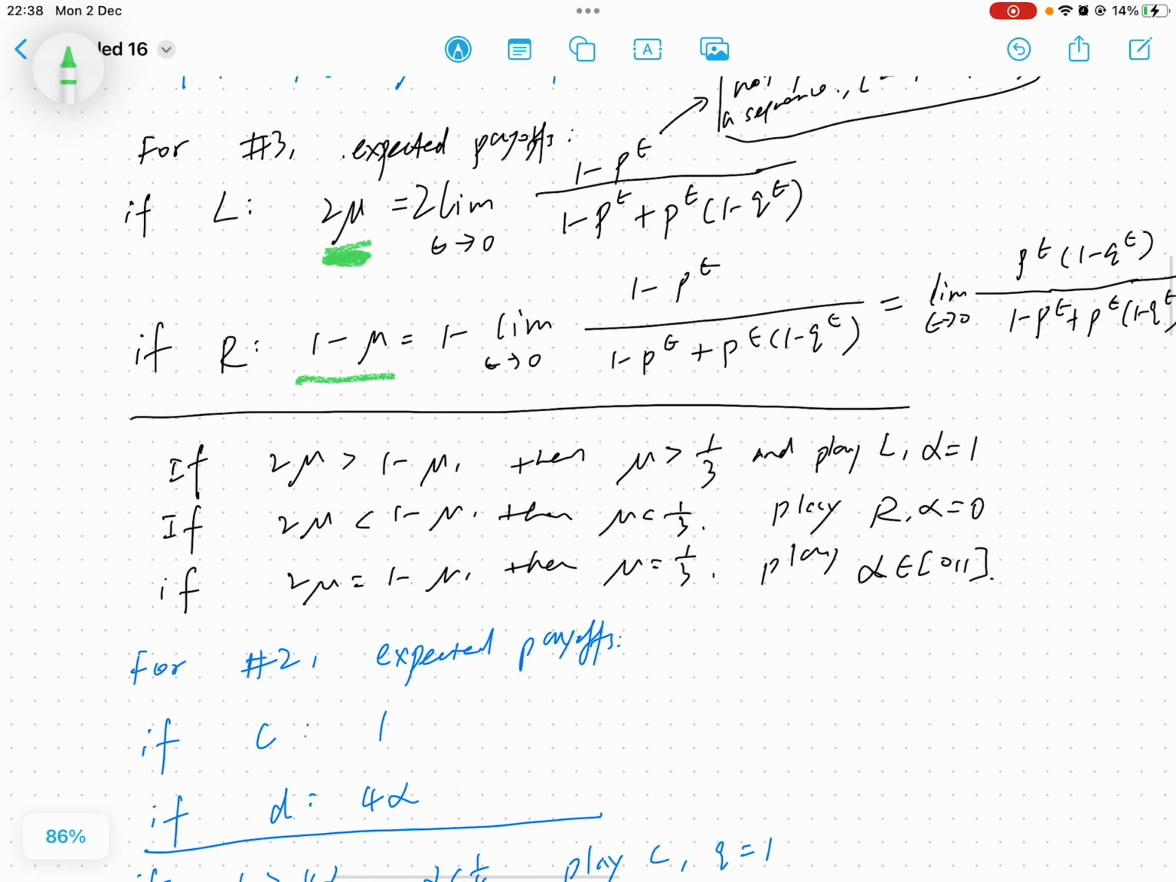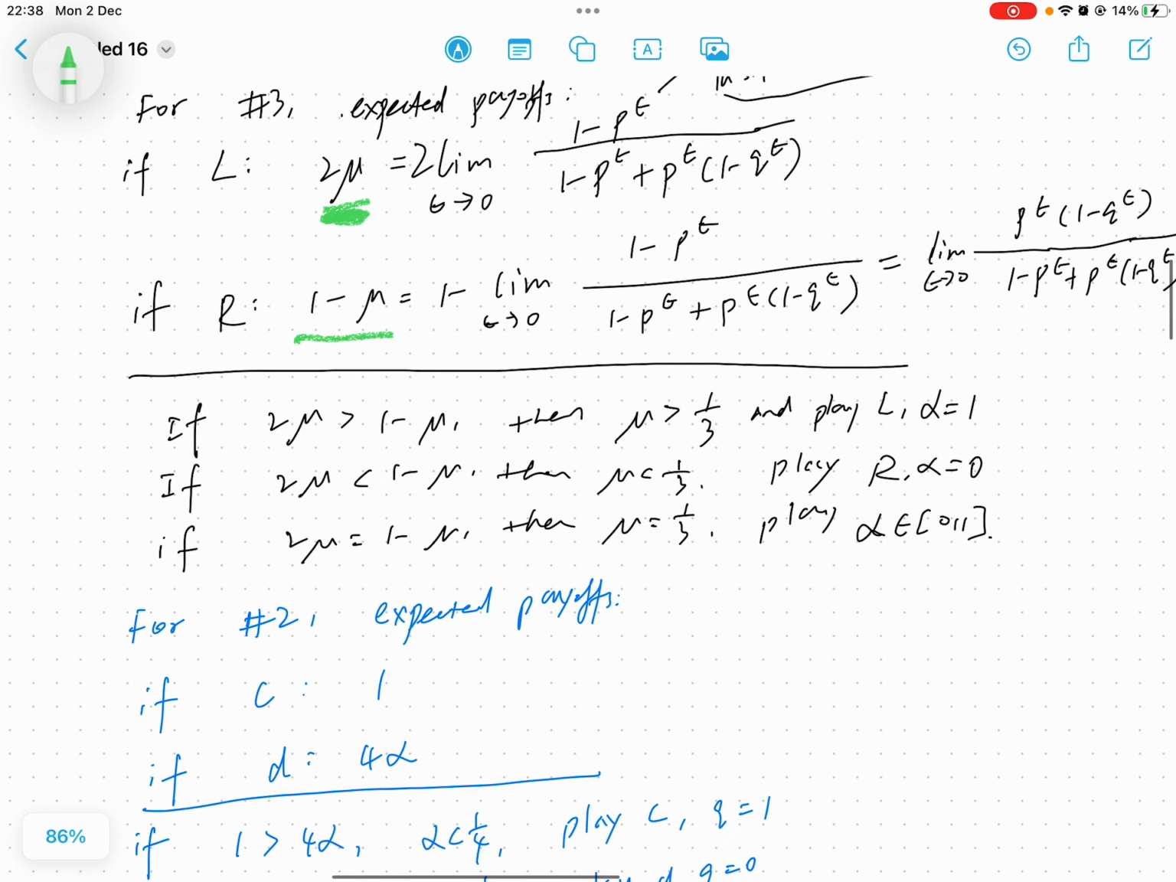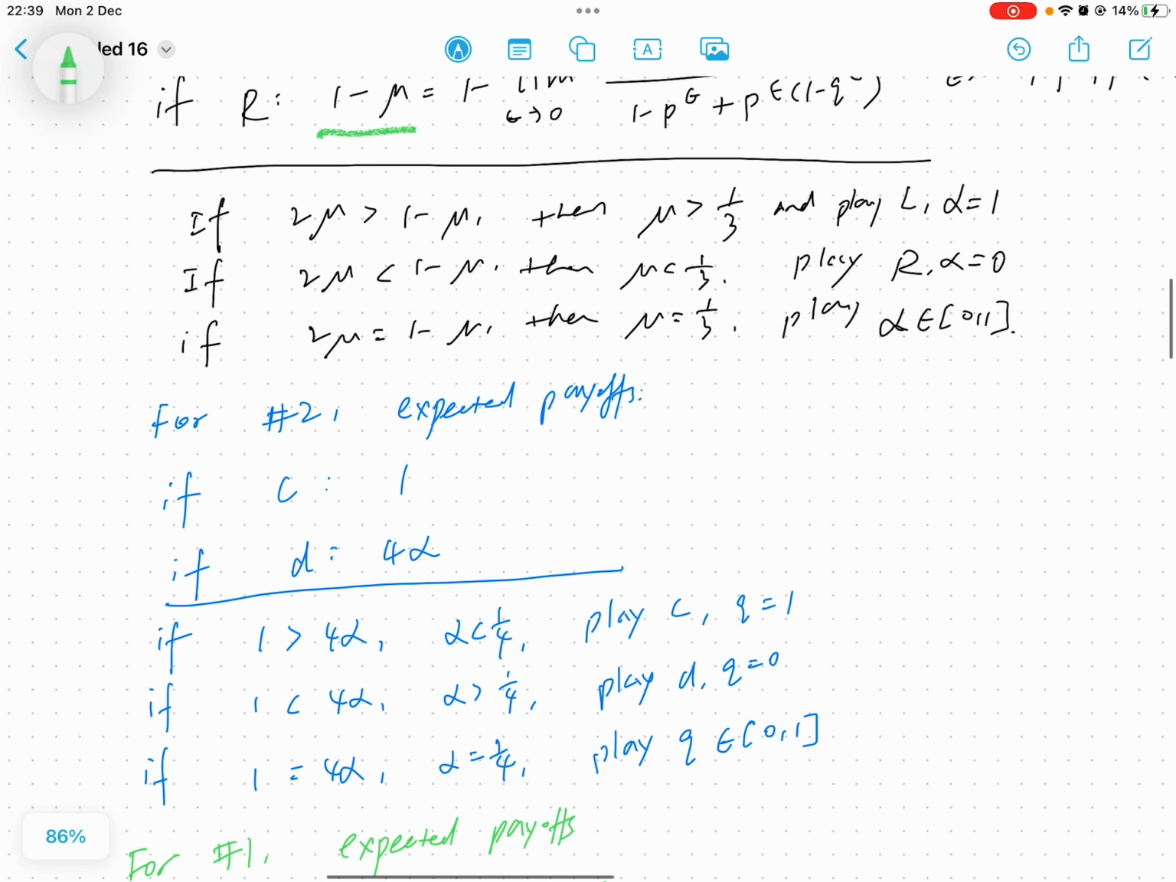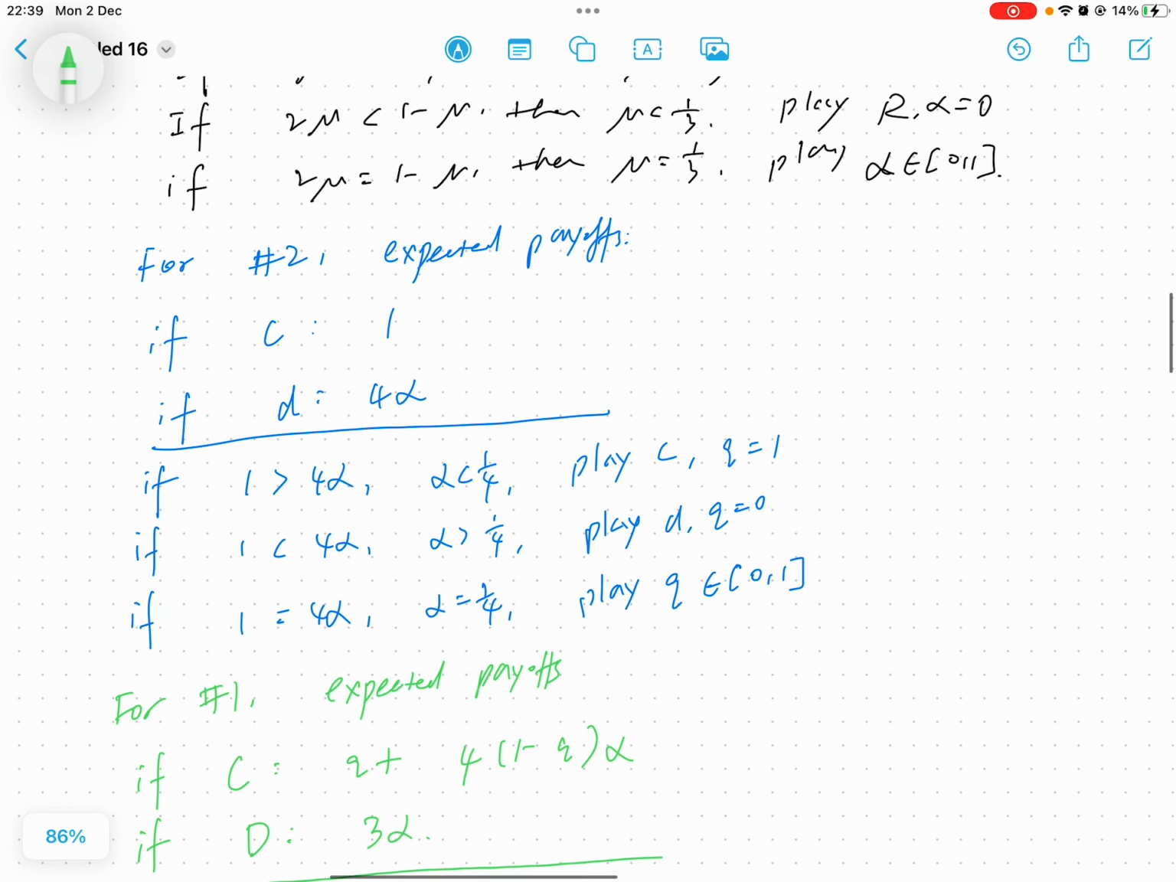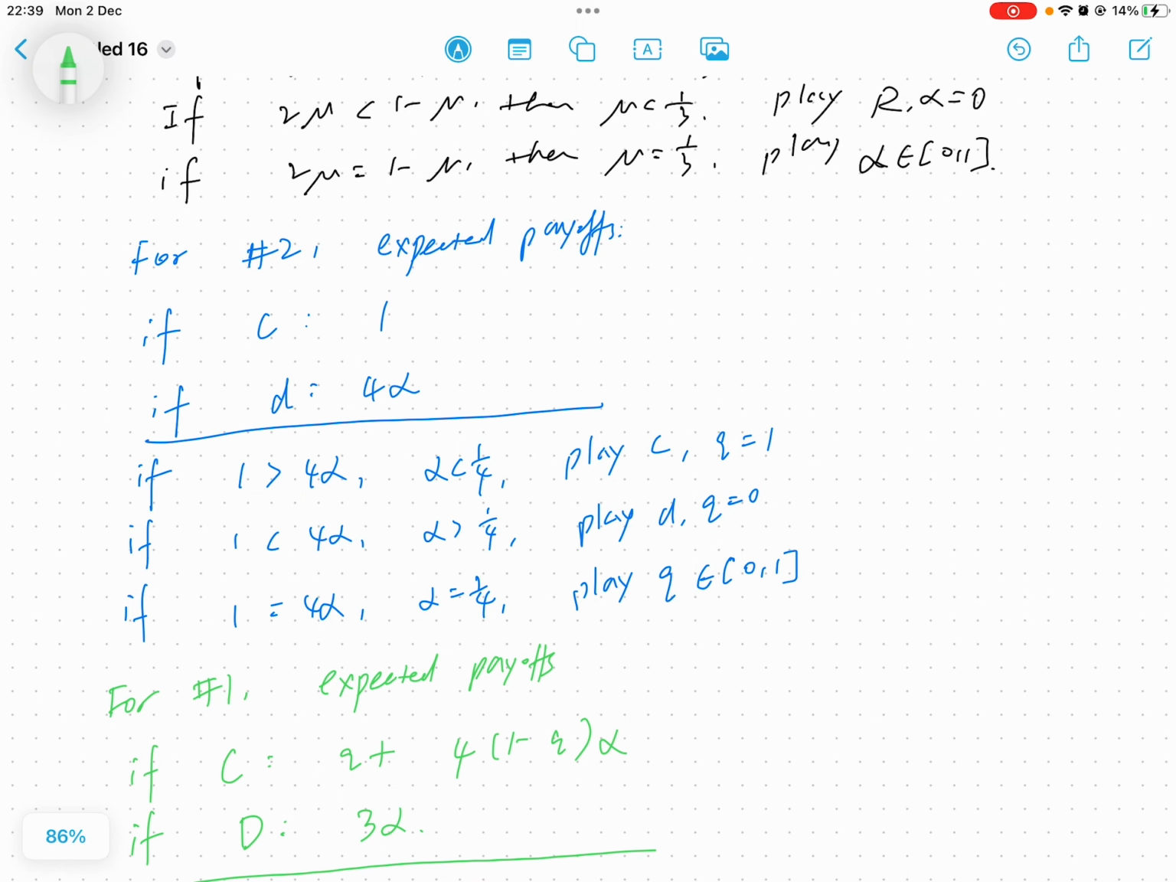Similarly, if 2 mu is less than 1 minus mu, then mu is less than 1/3, and player 3 plays R, and alpha essentially equals 0. And if 2 mu equals 1 minus mu, then mu is exactly 1/3, and this behavior strategy alpha could be anything from 0 to 1. Good, so then we could move up and solve it for player 2.